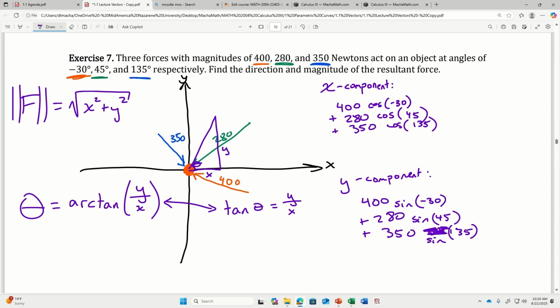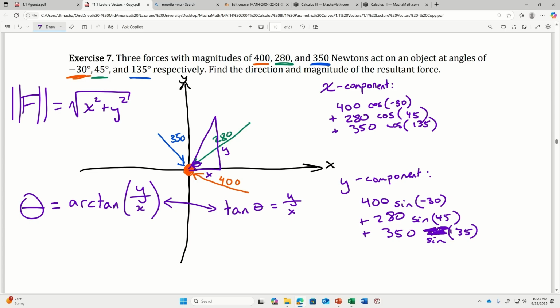And now if I want to get rid of the tangent, I have to use the inverse function. I have to compose both sides of this equation with the inverse function. Arctangent is the inverse of tangent. And so arctangent of tangent is just theta, and then arctangent of y over x becomes my right side.